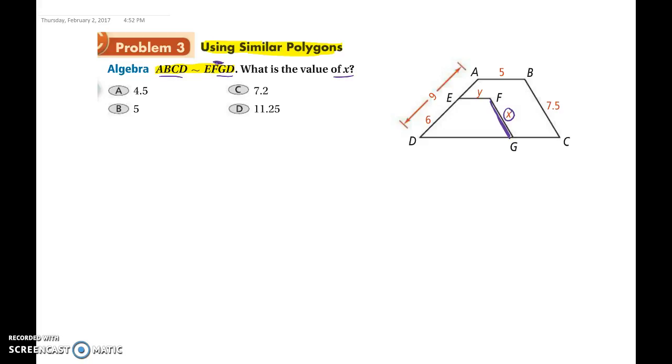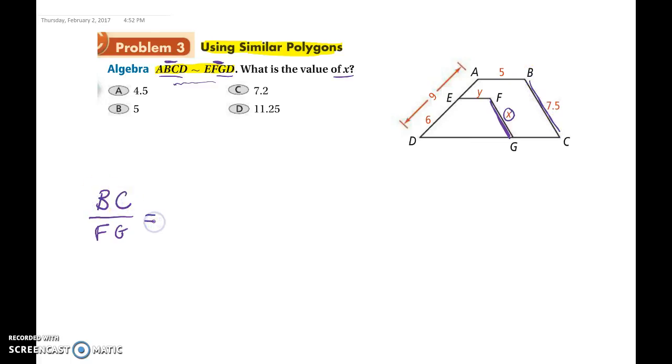When you do this, it doesn't matter how you do the first one. You can create any kind of ratio you want. Since they have it written as ABCD is similar to EFGD, I'm just going to stay consistent, and I'm going to write FG in our denominator. Where does FG correspond to? FG was our two middle letters, so it corresponds to BC. And BC, they told us, is 7.5. So we'll just write BC.